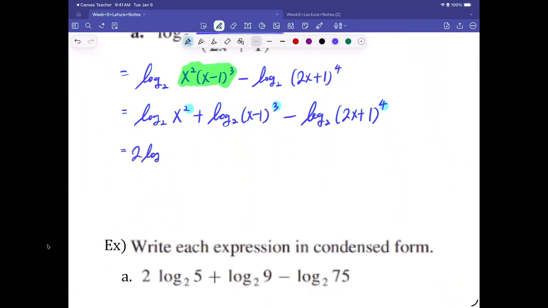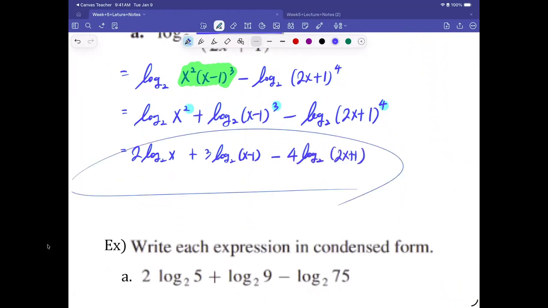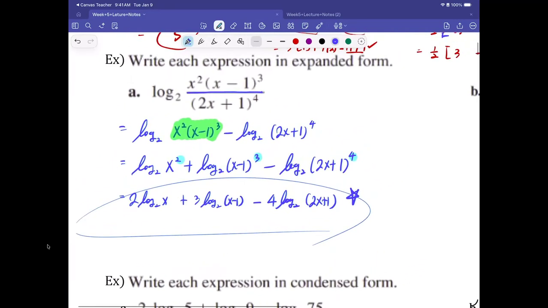2 log base 2 of x, and then 3 log base 2 of x minus 1, minus 4 log base 2 of 2x plus 1. This is the final answer. So expanded form means you're gonna get longer, okay? Multiple logs.